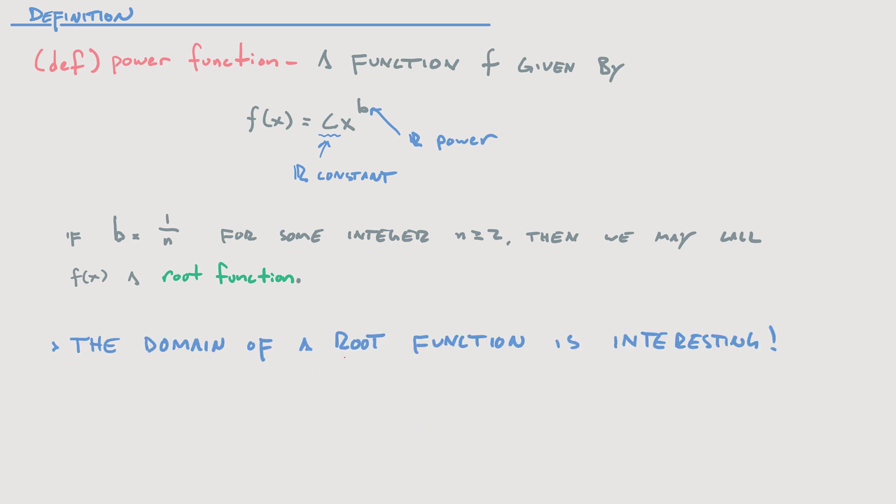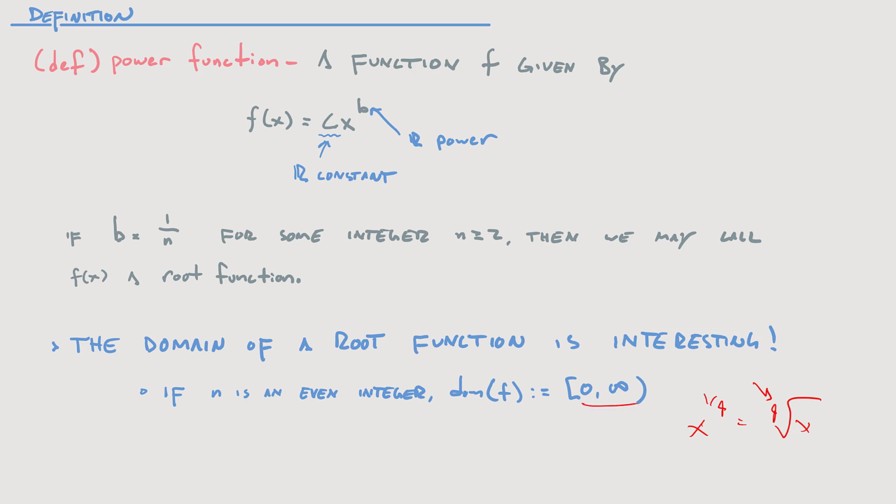Now the domains of root functions is pretty interesting in the sense that it breaks up into one of two things depending on what this n is. If the n is an even number, then you're taking an even root. So like if it's x to the 1/4, that's the same as the fourth root of x. This is an even index. You cannot take the root of negative values. So the domain, you can only plug in things that are between 0, including 0, up to infinity, but you would not be able to plug in like -2 into that thing.